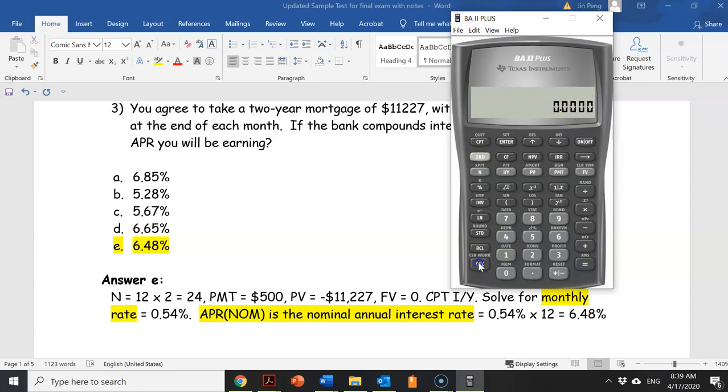I can just clear the work, input 0.54, multiply by 12. So I have 6.48% as my final answer here.